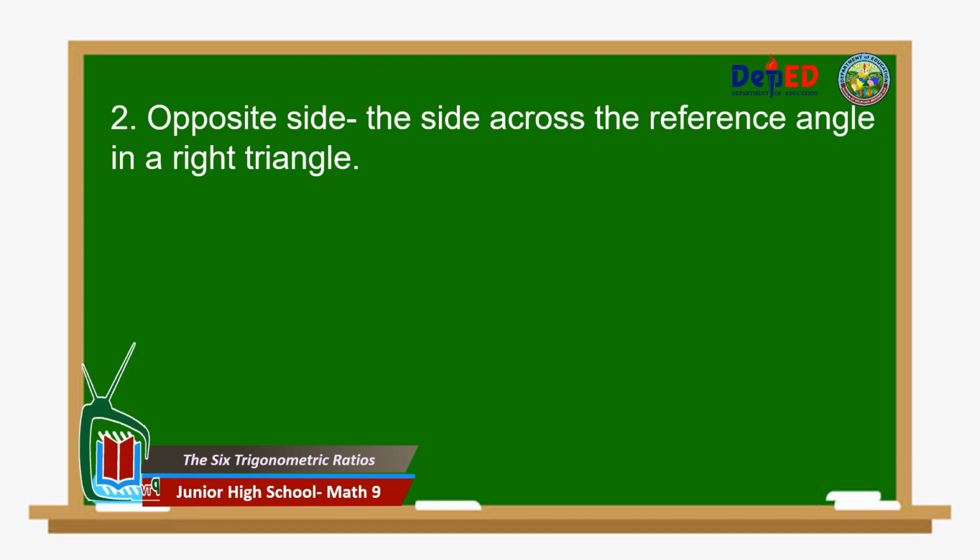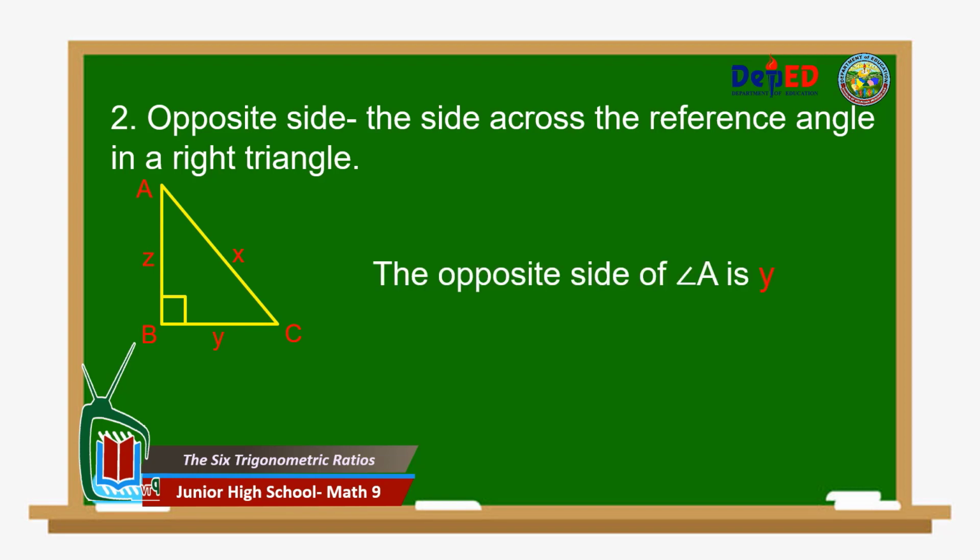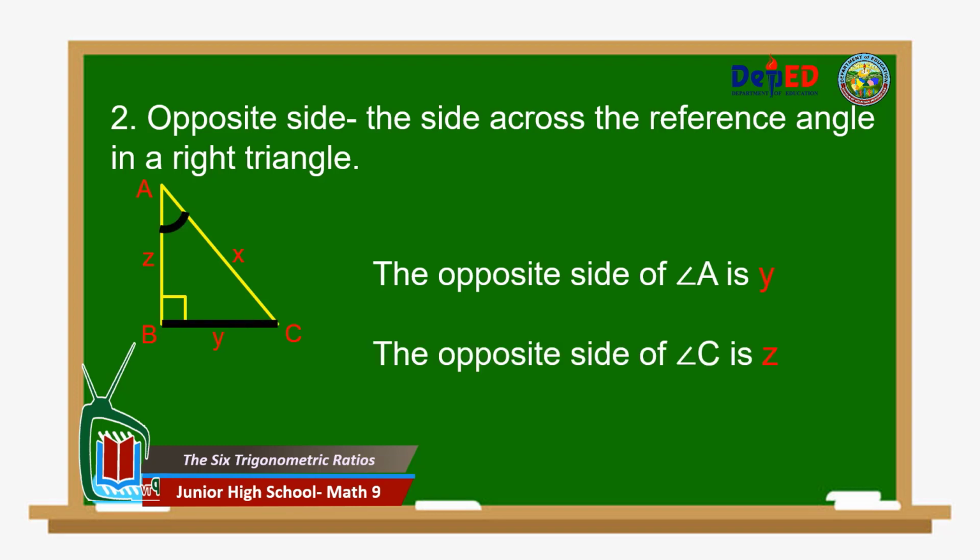The next concept is the opposite side, which means the side across the reference angle in a right triangle. So in our right triangle ABC, the opposite side of angle A is side Y, and the opposite side of angle C is side Z.